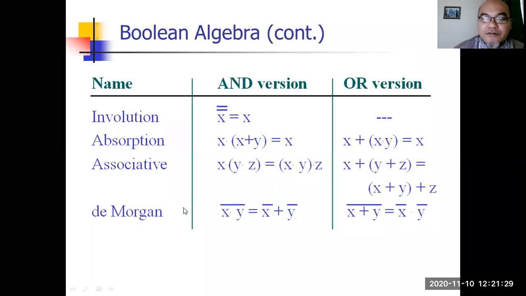Then this is one of the famous identities in Boolean algebra, De Morgan. It's very useful to simplify any logical expression. The De Morgan logical identity: not of (x and y) will equal not x or not y. Not of (x or y) will equal not x and not y. Yeah, this is the De Morgan identity.